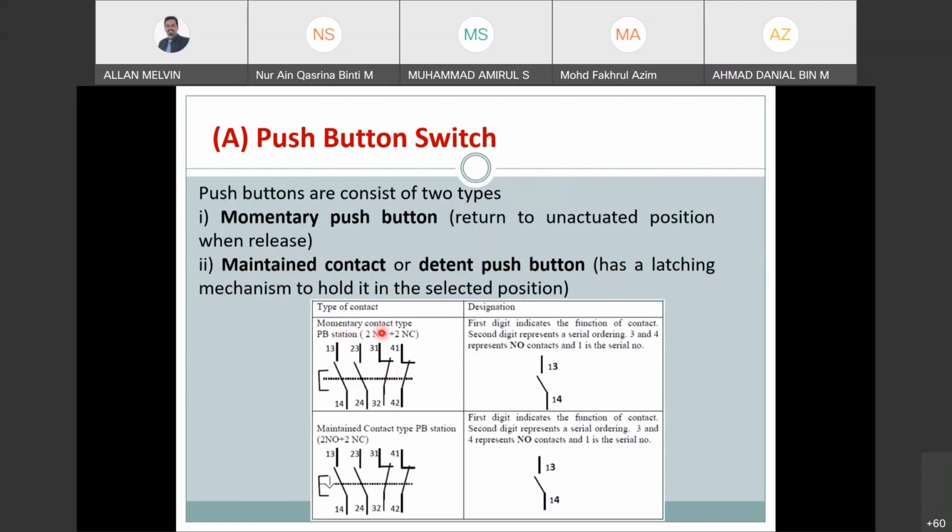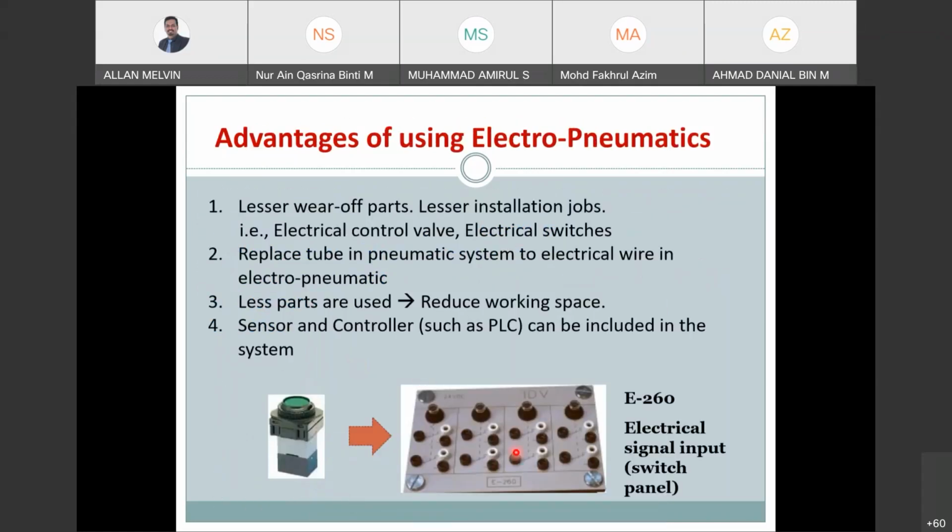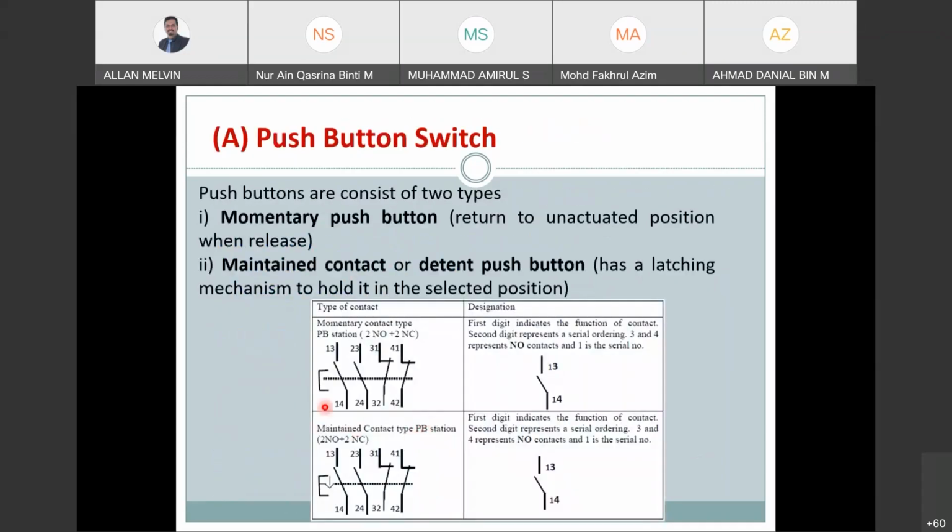Okay, so you can see here the momentary type. So normally for electro-pneumatic, it will come in a set. Like just now, like this. So look, it has four switches. 1, 2, 3, 4. It will be like this. So it's like a panel. Okay, so that's why you have 13, 23, 31, 41. So this is actually the push button number, or the connection number.